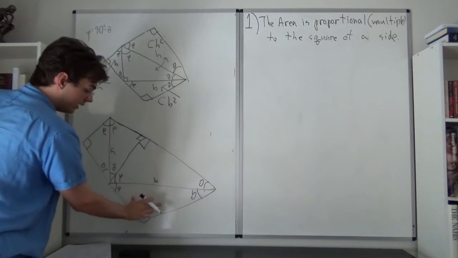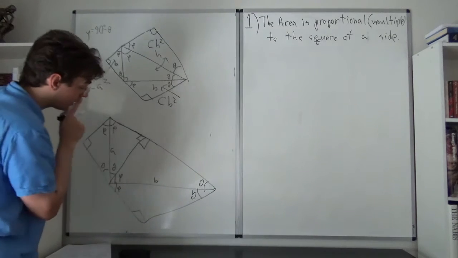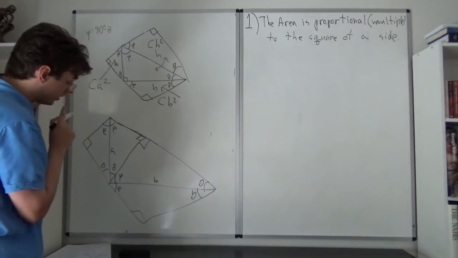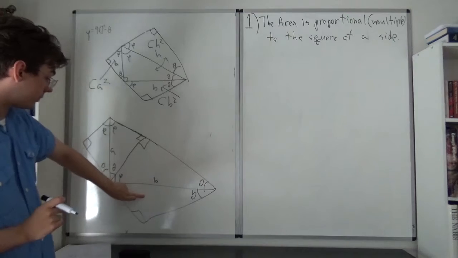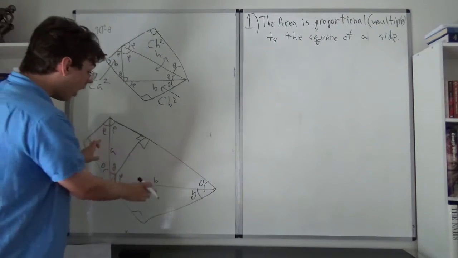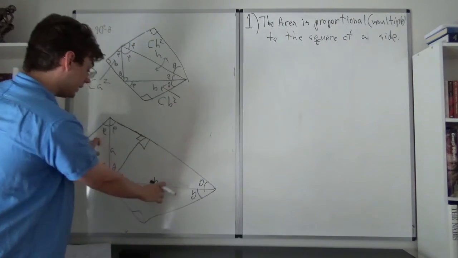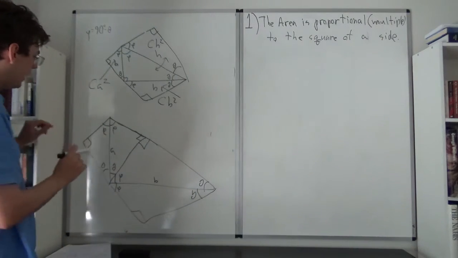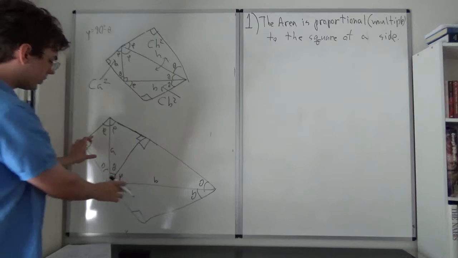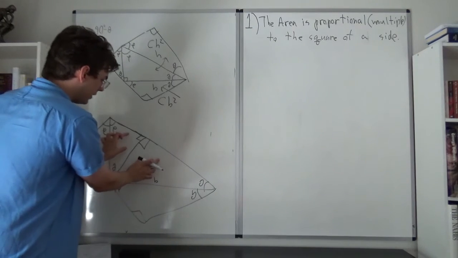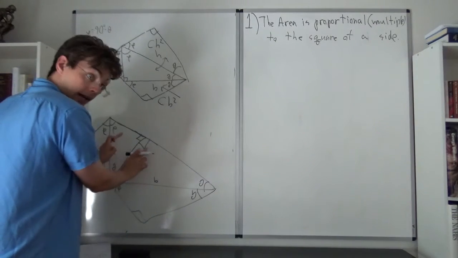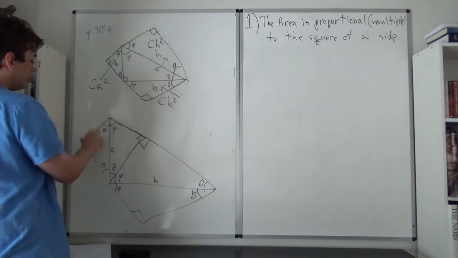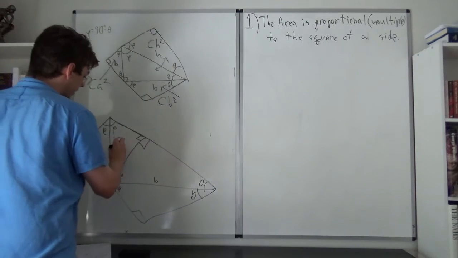This triangle is the same as that one. That seems pretty powerful. As in, these two triangles right here, if you add up their areas, equal this big triangle right here. And if these two triangles add up to this, that means their areas add up to that one. And we know the area of this one is CA squared.